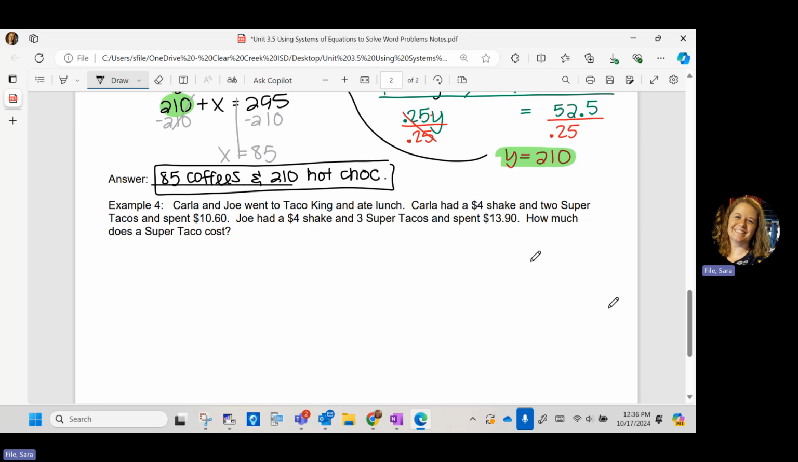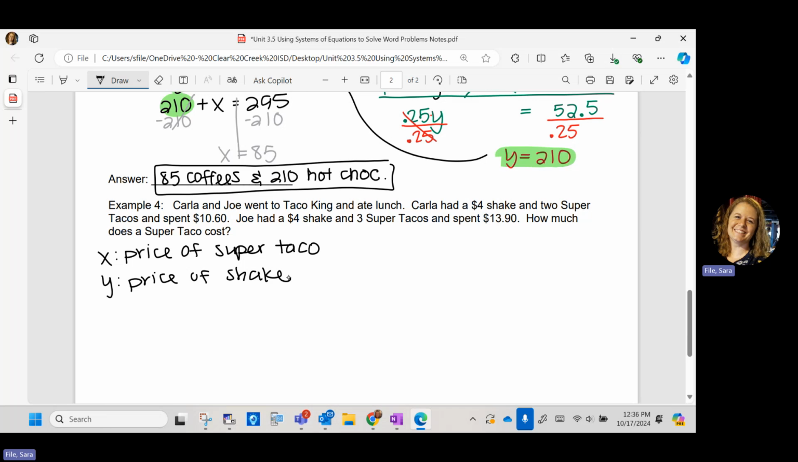So we're going to come up with first. Actually, there's only going to be one variable here. I guess we can say a shake is the other variable, but you really don't need it because they tell you how much the shake costs. Okay, so price of the super taco. And this can be price of the shake, which we already know.